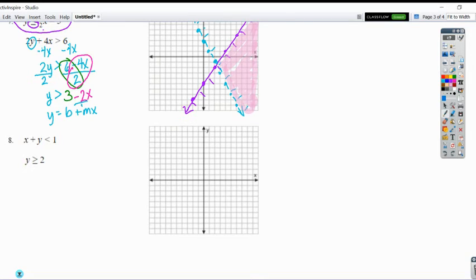So on number 8, with the x plus y is less than 1, I want to make sure that we have this solved for y. So to get that y alone, I need to subtract the x from both sides. So y is less than 1 minus x. Again, this one comes out, instead of y equals mx plus b, y equals b plus mx for us to work with. So the b value, the constant as my y-intercept, is at 1. And my slope there is the negative 1. You're counting that as a negative 1 over 1. So for the invisible coefficient, down 1, right 1, down 1, right 1, down 1, right 1.